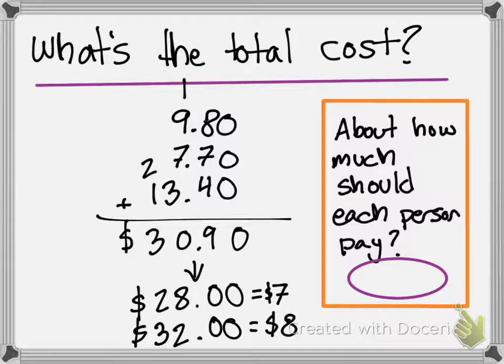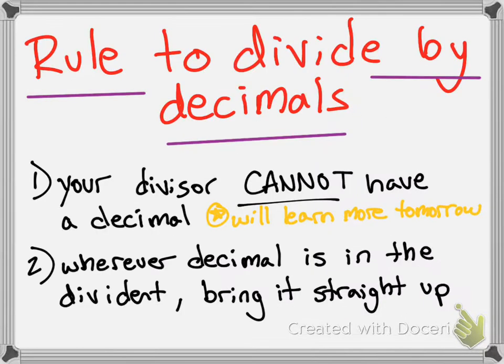About $8. Hey, those numbers are really close. They paid about $7 or $8. That makes sense. So about how much should each person pay? $7 or $8.